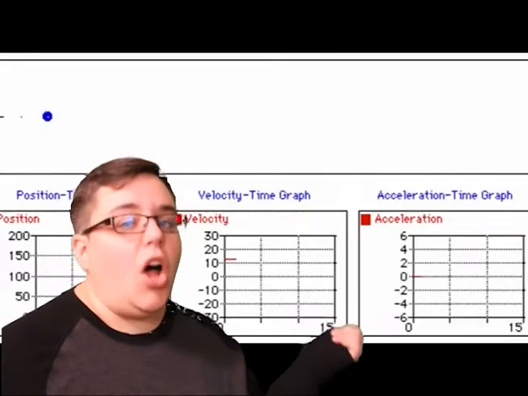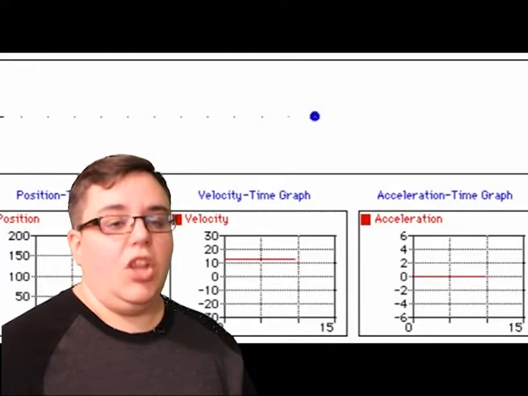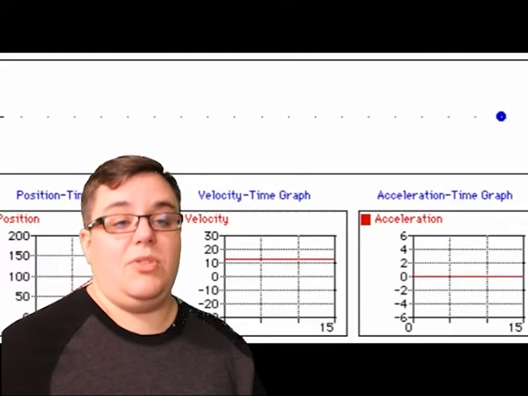Wait a minute, doesn't a flat line mean stop? This is where interpreting graphs becomes important. This is a velocity versus time graph, not a position versus time graph. The velocity is remaining constant but positive at about 12 meters per second.